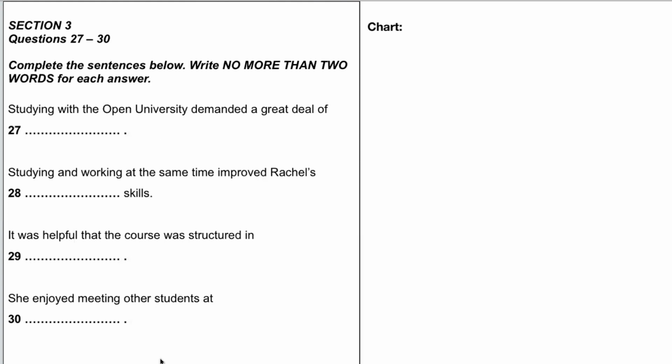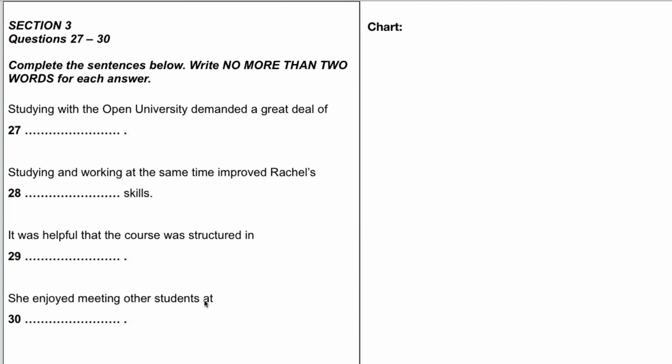So we have, studying with the Open University demanded a great deal of. Studying and working at the same time improved Rachel's something skills. This is great because we already know that one of the speakers will most likely be called Rachel. This will help us with our chart in just a minute. The next question, it was helpful that the course was structured in something. And in the last sentence, she enjoyed meeting other students at something.